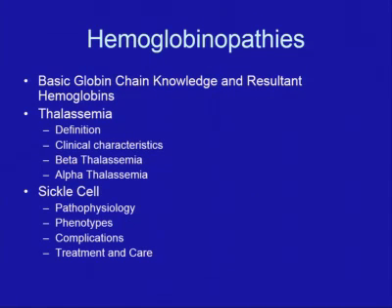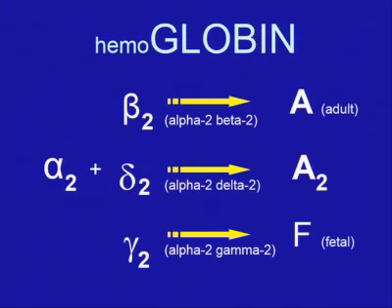So we'll talk about basic globin chain knowledge, what the hemoglobins are from these problems. We'll discuss more in detail about thalassemia. I know Dr. Gowans gave you some overview stuff about what it means to be thalassemic, clinical characteristics, differences between alpha and beta thalassemias, and then we'll talk a bit on sickle cell disease as well.